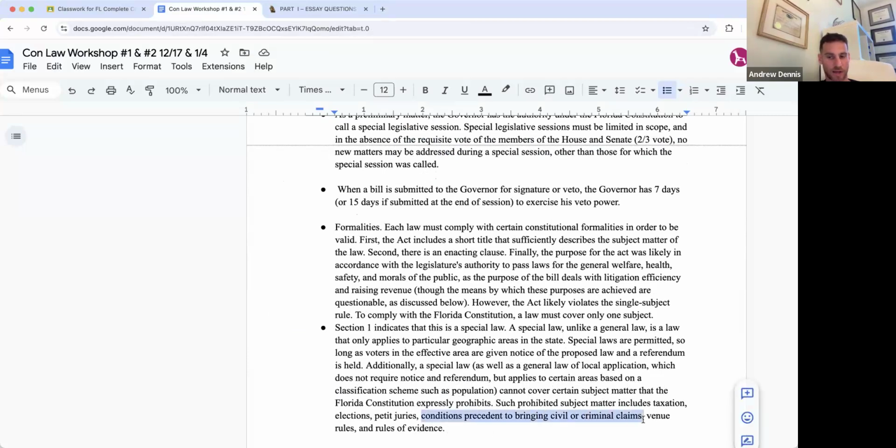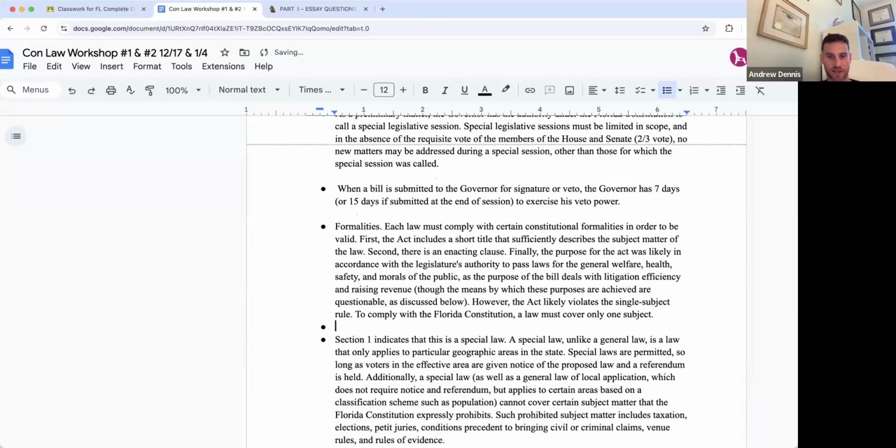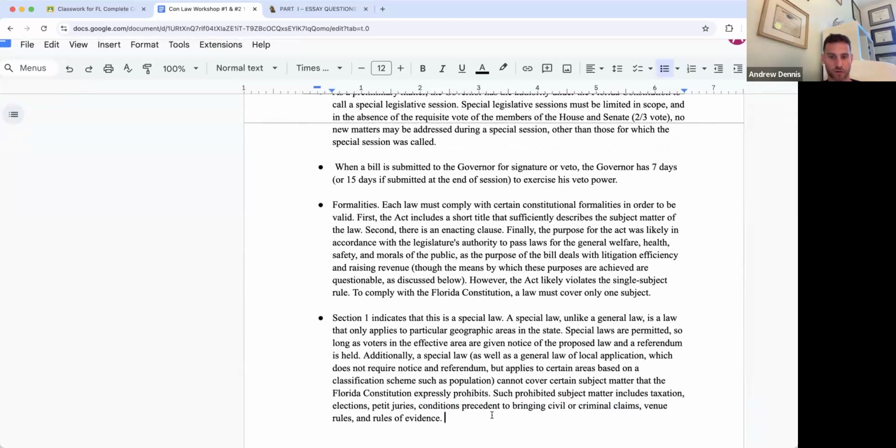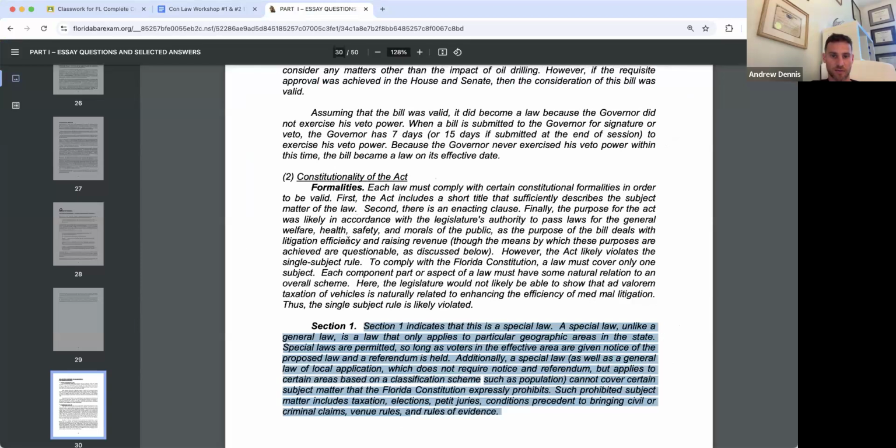I've seen this come up as, this might be a condition precedent to bring civil or criminal claims, which therefore would be invalidated. That's a really difficult concept. If you don't understand it, it's not like you're going to fail the Florida bar exam, but like I always say, the more you know.